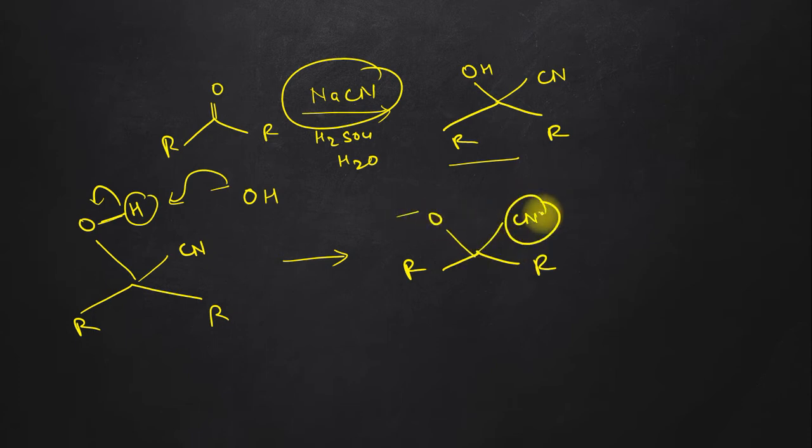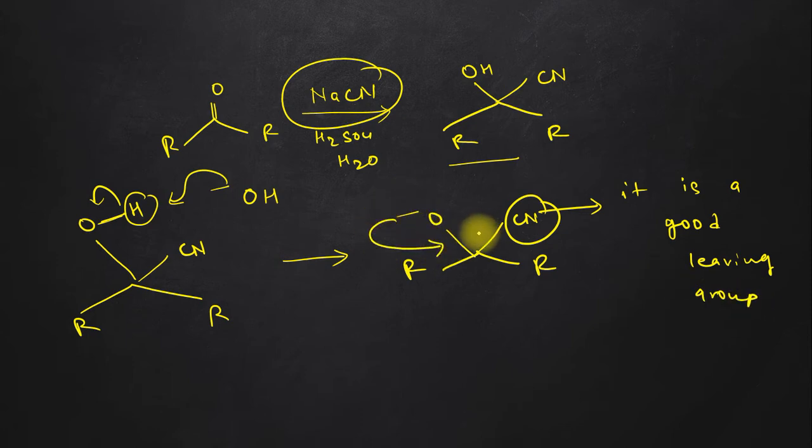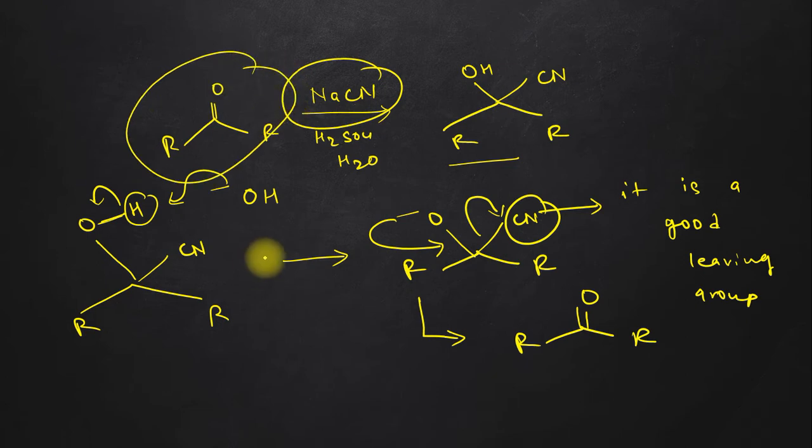Now this cyanide is a good leaving group. So what will happen is that the electrons on oxygen are going to form the pi bond, and this CN minus would be removed, and we are going to get our starting aldehyde or ketone. Here I have taken the example of a ketone, but whether it is an aldehyde or ketone, if you react it with sodium cyanide, this cyanohydrin will be formed, and this reaction is reversible.